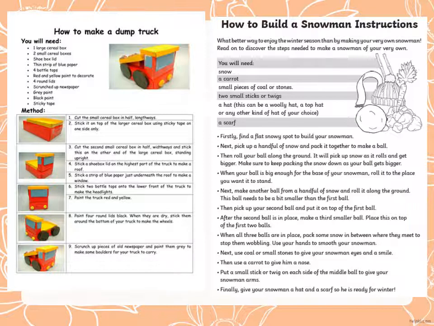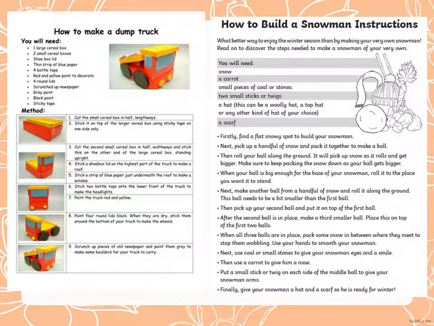So, I can see they both have a title at the top, and it says how to at the beginning of the title on both of them. I can see that they've both got a list that says you will need with a colon after it, and then a list of the ingredients or the items that I need to make each thing. Underneath the you will need list, they've got the instructions, and they come in an order. When it's on the how to make a dump truck, they put them in order with numbers.